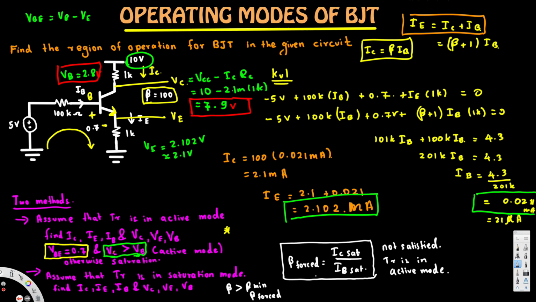And in order to be in active mode, VC has to be greater than VB. Here you can see VC is greater than VB. So this is satisfying this condition. Therefore, this is in active mode. And that's how we figure out whether a BJT is in active mode or in saturation mode.